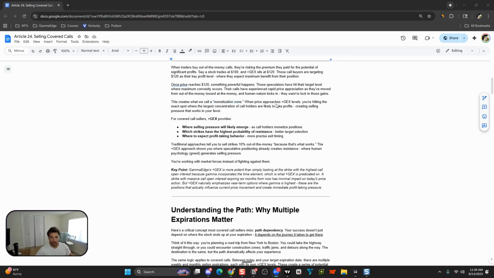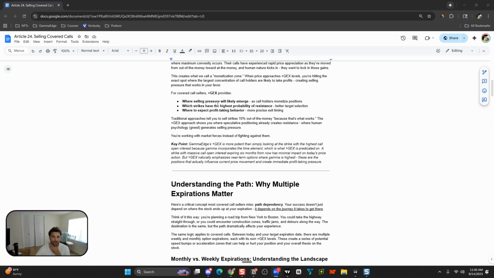Just summing it up, plus GEX is where the maximum short-term call speculation occurs in the structure. Once we're approaching that level, those contracts have had a rapid appreciation in price, and this creates natural monetization zones, which create natural selling pressure.